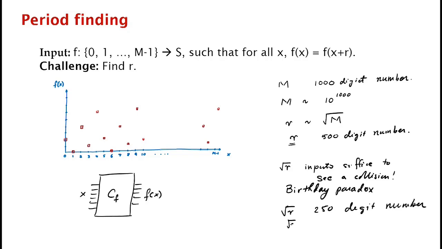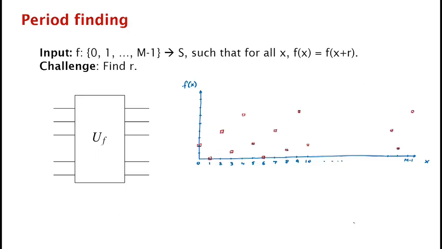So it's about 10 raised to the power 250. This is too large for us. It's impossible for us to find the collision classically. Okay, so what does the quantum algorithm do?